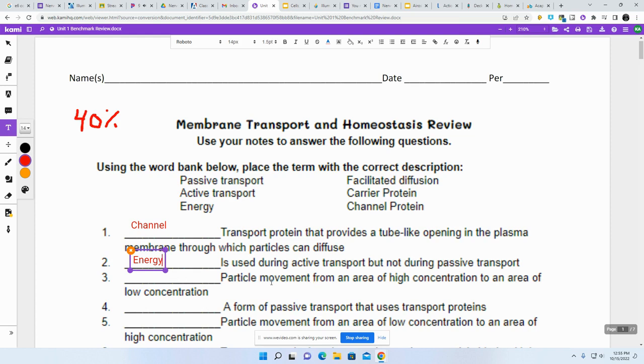Blank is particle movement from high to low concentration. That's diffusion. It's almost the definition of diffusion. The movement of particles or molecules from high concentration to low concentration requiring no energy.